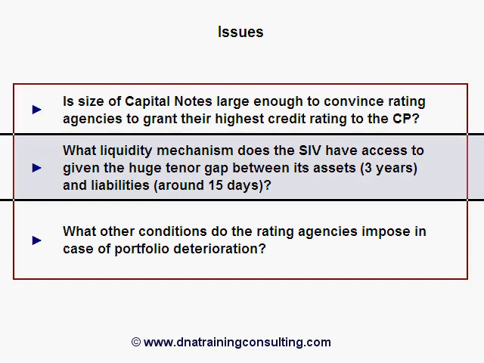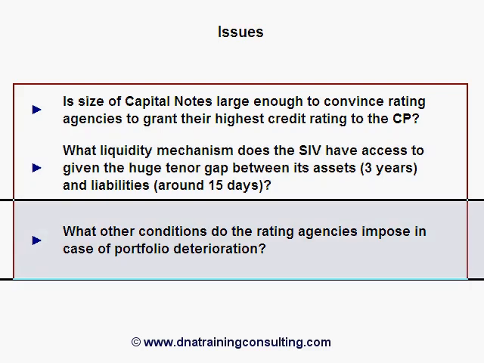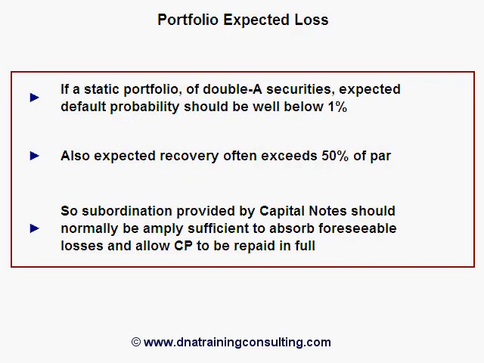Second, what liquidity mechanisms are available to the SIV, since it is running a huge tenor gap between its assets, which have a maturity, let's say, of 3 years, and its commercial paper liabilities, whose maturity could be around 15 days. And third, what other conditions are imposed by the rating agencies on the SIV in case of deterioration in the portfolio credit quality.